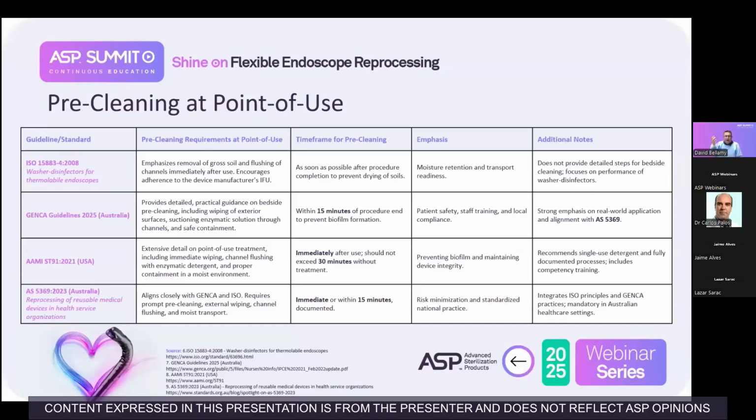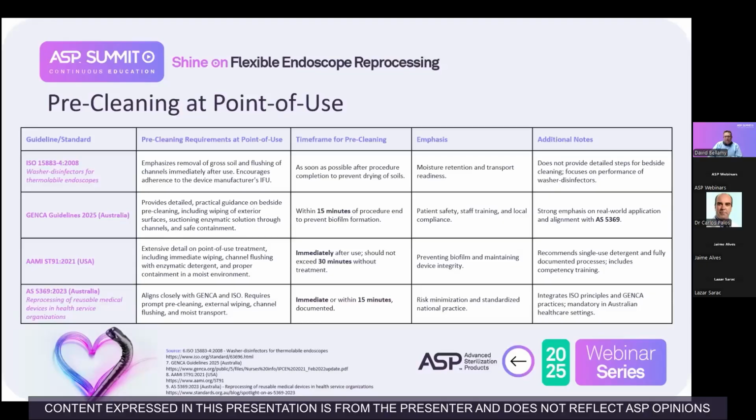ST91, however, allows up to 30 minutes, while ISO 15883-4 provides only general timing guidance. In terms of bedside practice, the detail in ST91 stands out as very high, followed by GENSA and AS 5369, both offering high levels, while ISO remains more generalised guidance. And they all emphasise biofilm prevention, with ST91 providing the strongest focus, followed closely by GENSA and AS 5369, and a moderate emphasis in ISO.